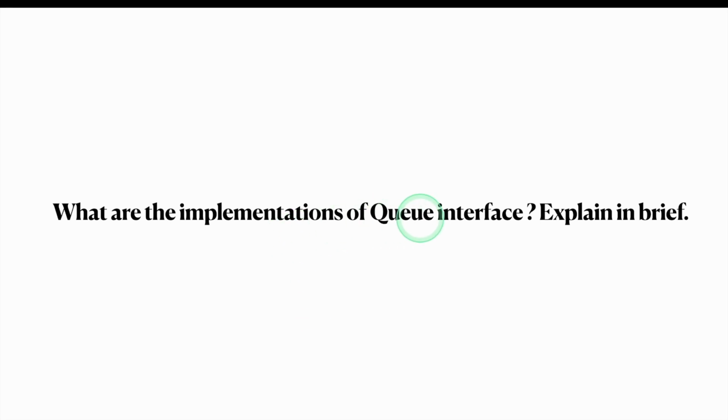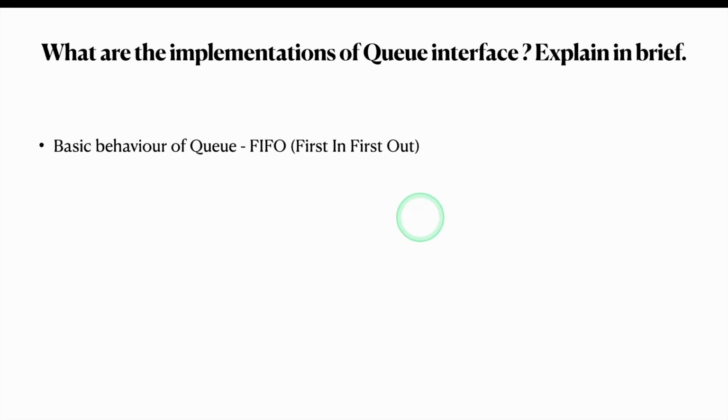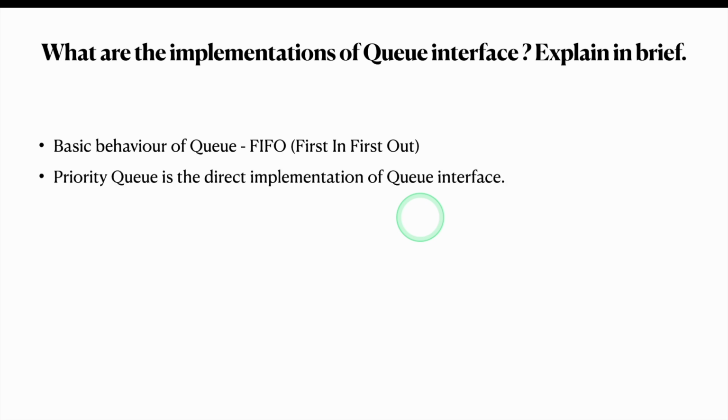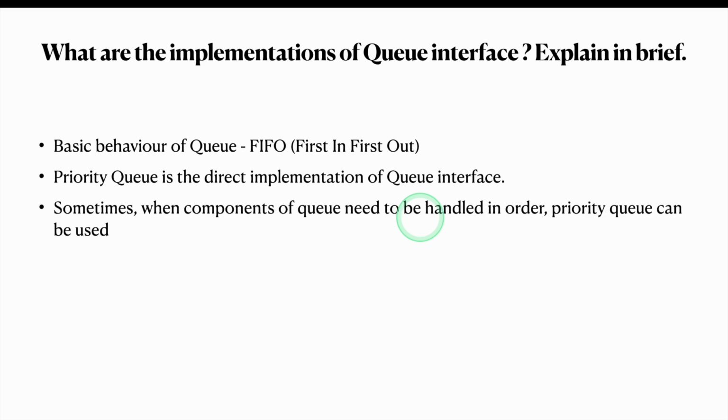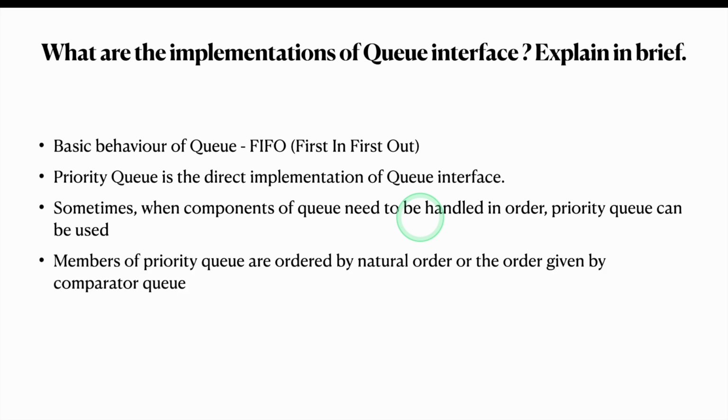What are the implementations of the queue interface? Explain in brief. The basic behavior of a queue is first in, first out. Whatever comes in first will go out first. Priority queue is a direct implementation of the queue interface. Sometimes when components of a queue need to be handled in order, priority queue can be used.